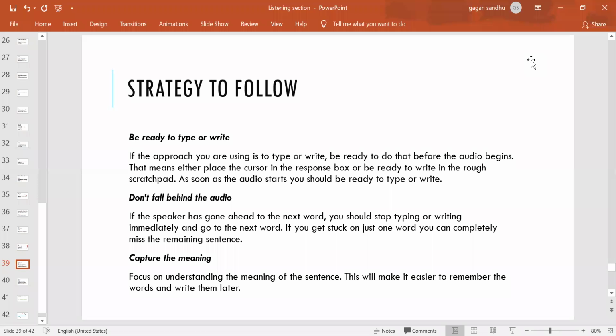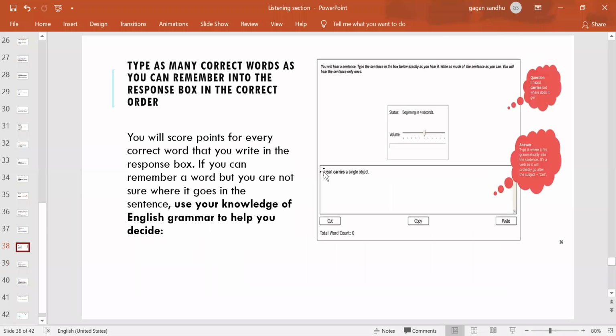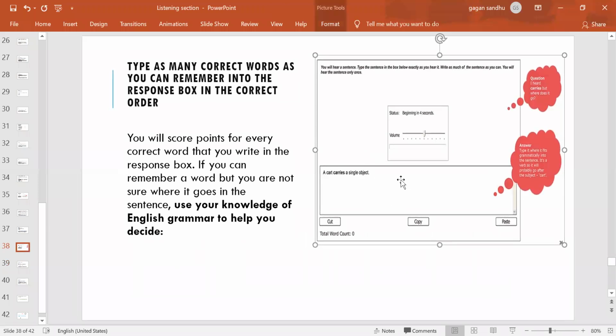Now be ready to type or write. So when you are listening to the sentence, before that your cursor needs to be here in this box, right? It should not be placed anywhere else on the screen. Definitely here, you are ready to type.